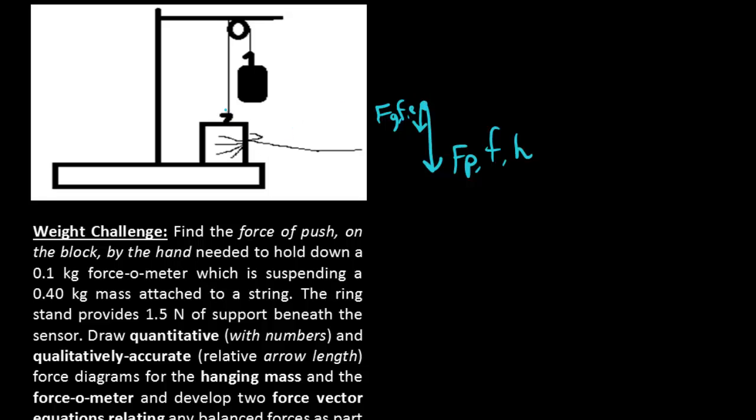At the same time, there was a string attached to it, pulling it vertically: force of tension on the forceometer by the string. And then also, you pressed the forceometer up against the surface of the desk, and there was this normal force: force normal on forceometer by the ring stand.